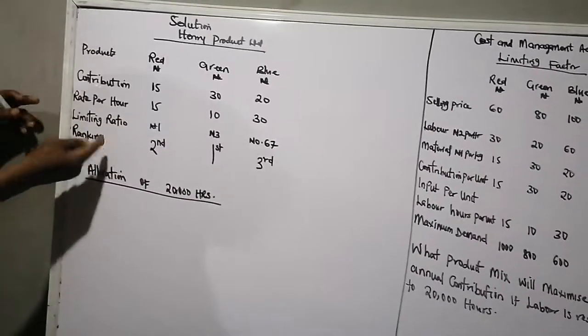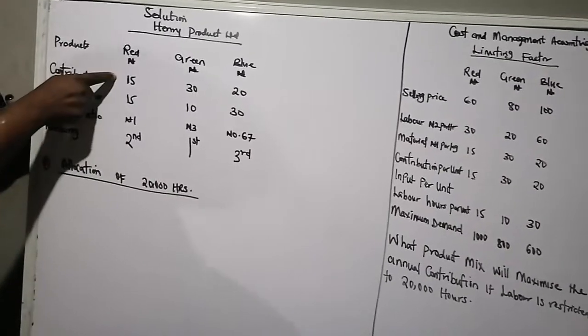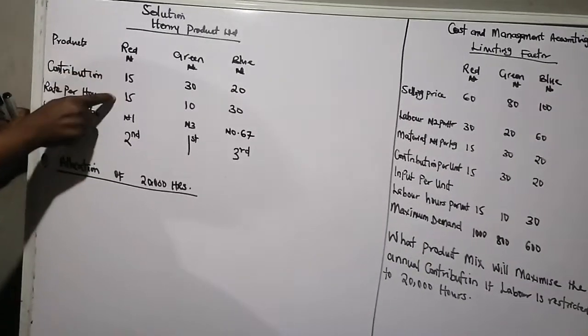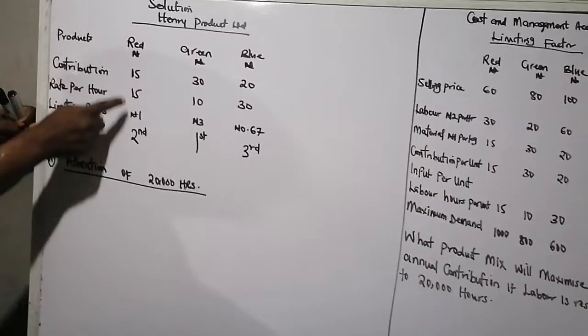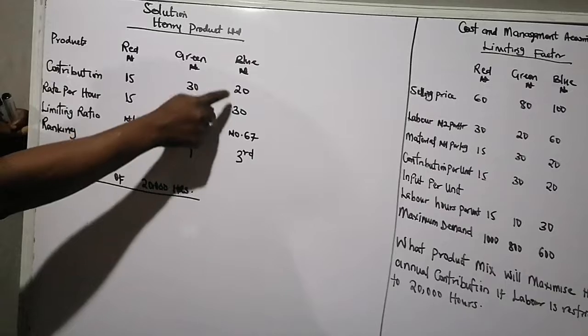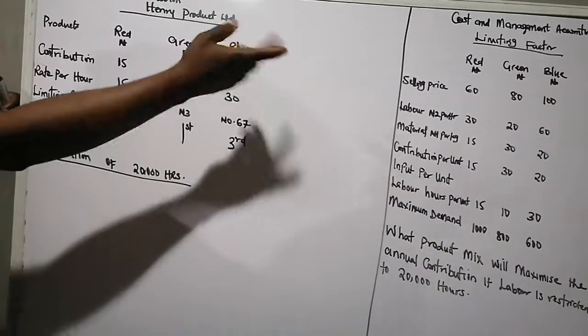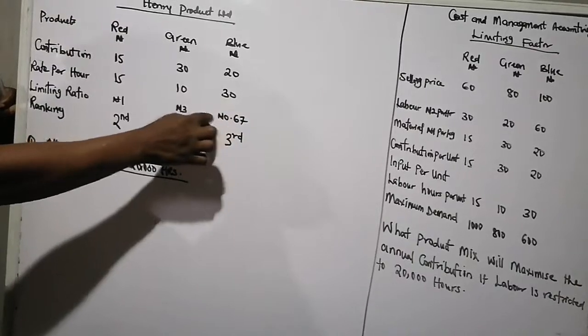The next step, I will now get my limiting ratio. How do I get the limiting ratio? Contribution divided by the rate per hour. 15 divided by 15, I have 1. 30 divided by 10, 3. 20 divided by 30, I have 0.6666, approximately 0.67.